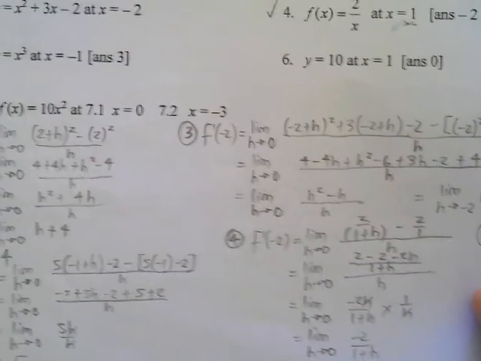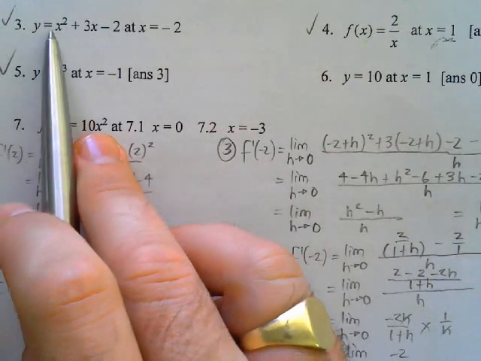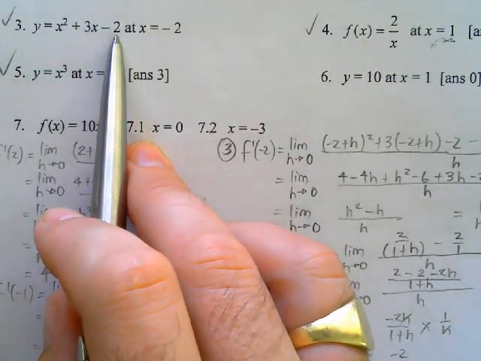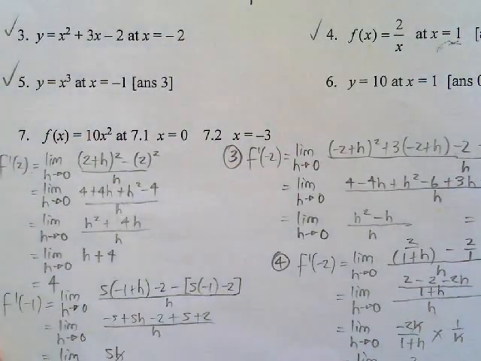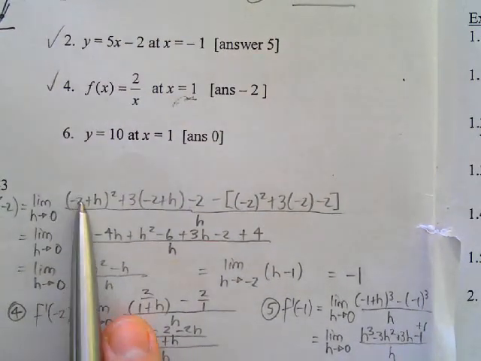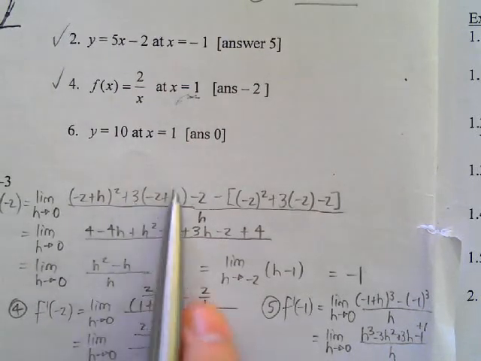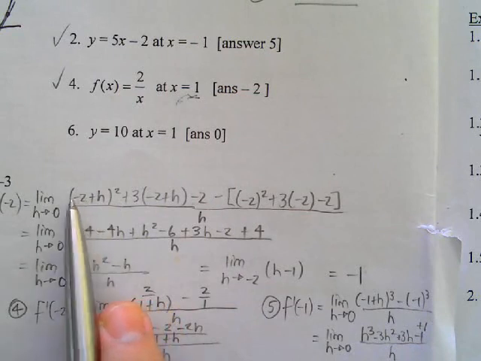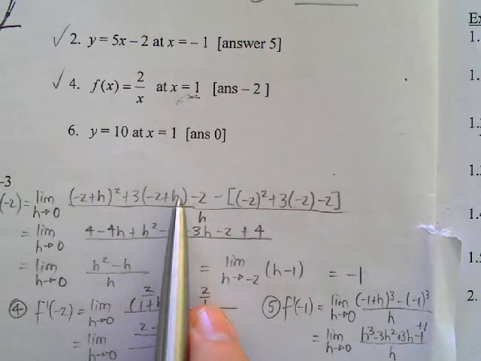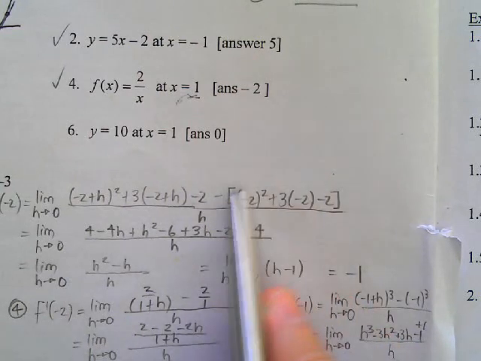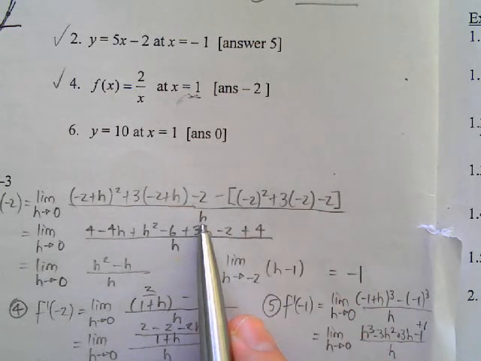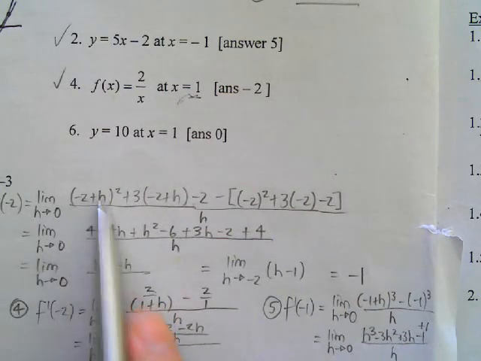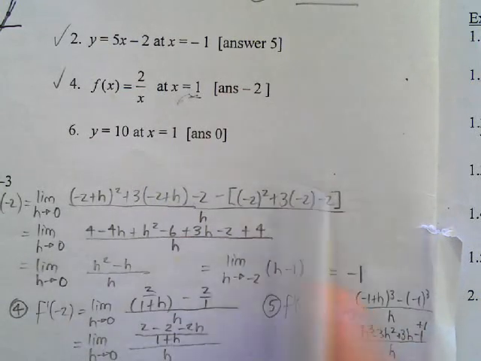Right? Number 3, it gave you x squared plus 3x minus 2. So it's also a parabola, but it's just written in a different format, at x of negative 2. So instead of having just an x, you're going to have an x plus h, first of all, right? Here it is, x squared plus 3x minus 2. But instead of an x, you've got negative 2 plus h, negative 2 plus h, right? And then minus the whole thing again, but now there's no h here, there's just the negative 2, and we are all over h.